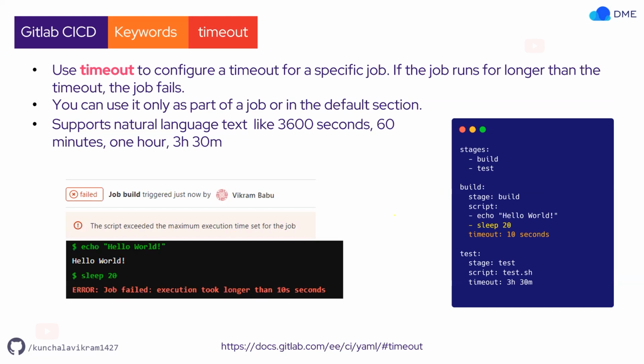Now if you see, this particular job failed due to a timeout error because there is a sleep command of 20 seconds, but the timeout is only 10 seconds. That's pretty obvious, right? And you can define timeouts in hours or seconds. It is just like writing in natural language, like 3600 seconds, 60 minutes, 1 hour, or you can also put 1 hour, 3 hours 30 minutes. So all these are valid.